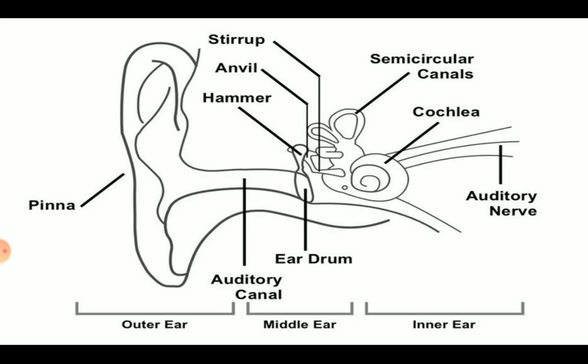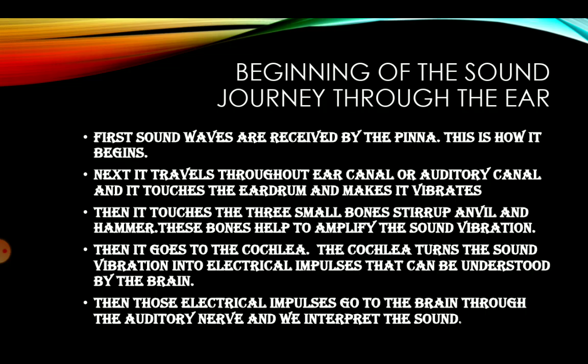This picture shows some parts of the ear. I can read them out: pinna, auditory canal, eardrum, the three bones, stirrup, anvil, hammer, and then cochlea, auditory nerve. In this lesson, we're not focusing on semicircular canals. So we're going to learn about the beginning of the sound journey through the ear.